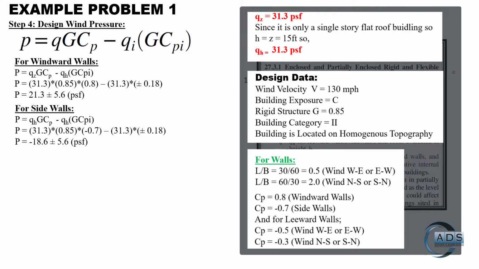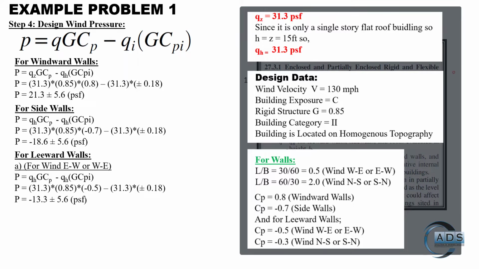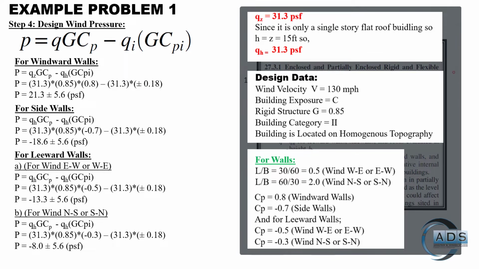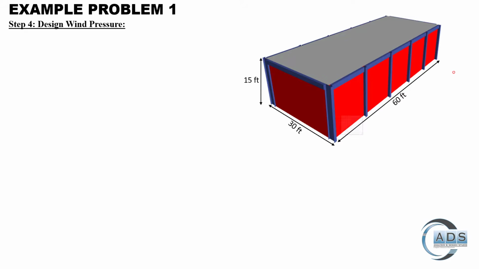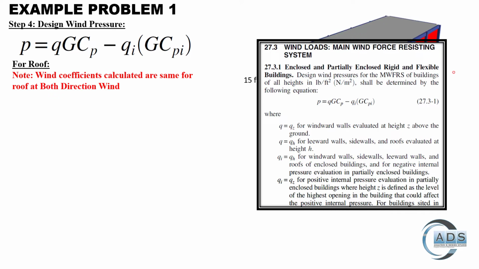Now for side walls, similar calculations, and for the leeward wall, it is dependent upon the wind direction. Remember those coefficients. So this is for east to west or west to east, and this is for the other direction. Now for the roof, note that the wind coefficients calculated are the same for the roof in both directions, because H over L is less than 0.5, remember.